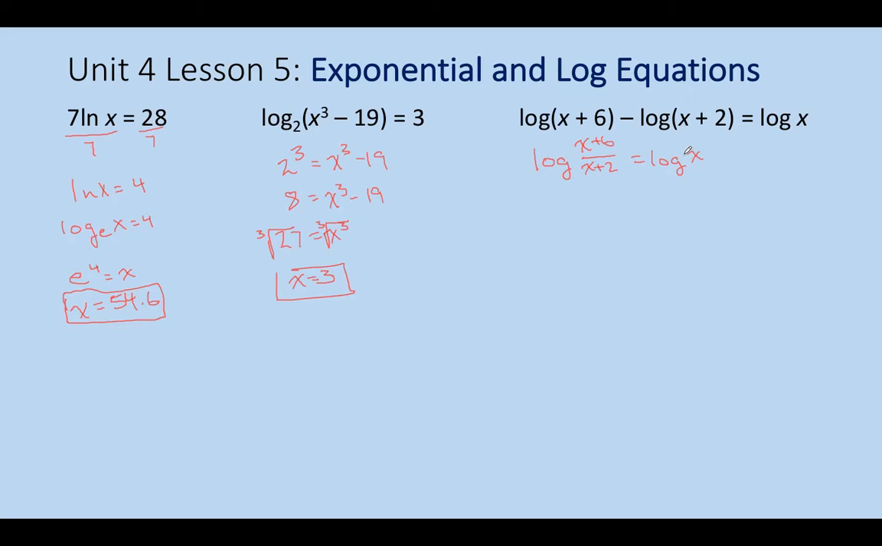And at this point, I've got logs on both sides. And so essentially I can just cancel these out. And I can say x plus 6 over x plus 2 equals x. And at this point, solving for x is not all that challenging. I'm going to multiply both sides by x plus 2.